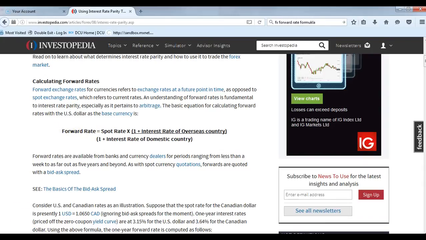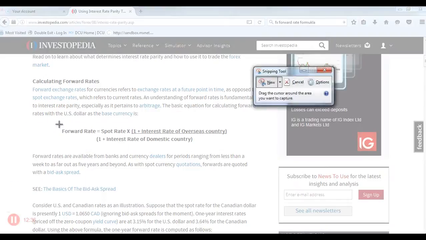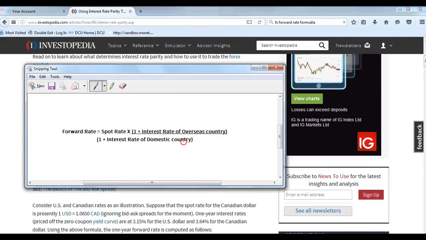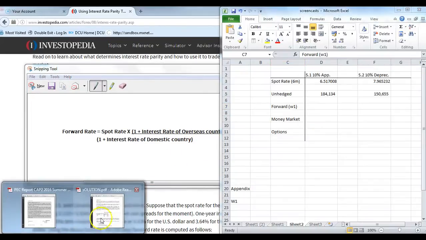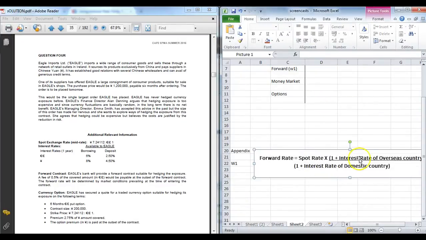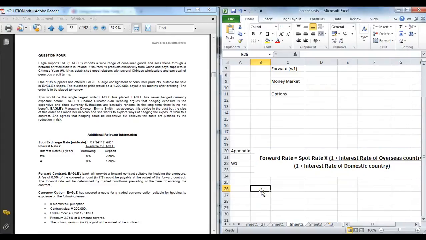So the forward rate, and I'll just snip this, the forward rate will be the spot rate times 1 plus the overseas rate, which is the Chinese rate, divided by 1 plus the domestic rate, which is the euro rate in this context. So if I just paste that in, we need to get the 6-month Chinese rate and the 6-month domestic rate. So the 6-month euro rate and the 6-month, I'll just put Y for the Chinese currency rate.